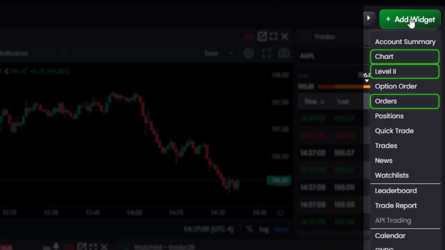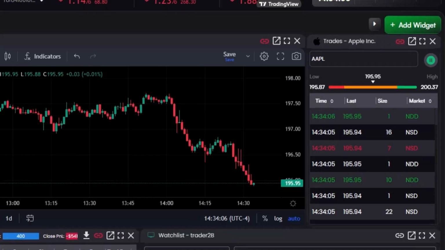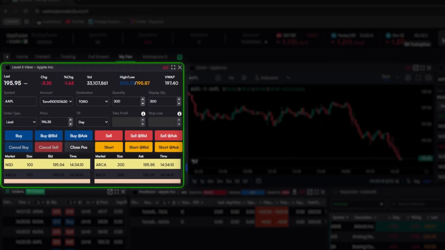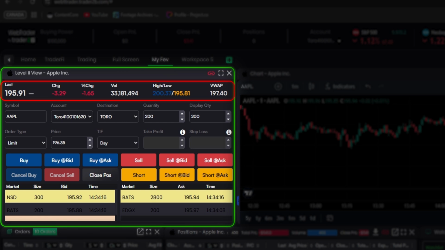Widgets are the tools that will be useful while trading. The basic and most important ones are the following. Chart, where you can see the trend of the market. Level 2 view, where the buying and selling of shares actually happens. The price, volume, highest price, lowest price for the day, and VWAP, or the volume-weighted average price, of the share you are planning to trade.